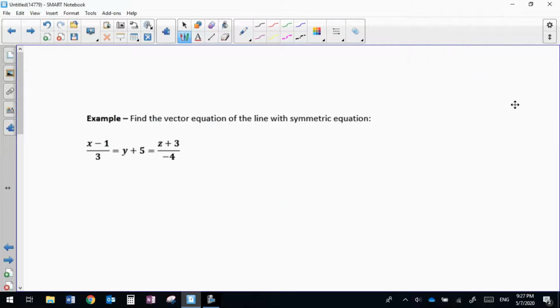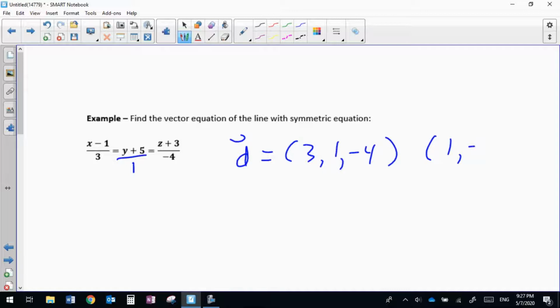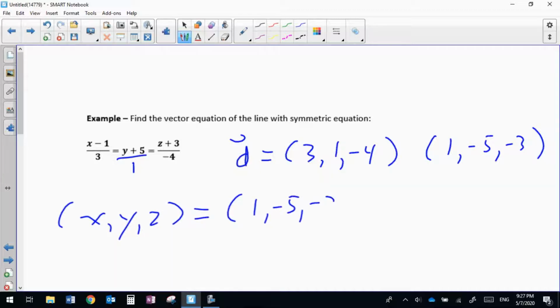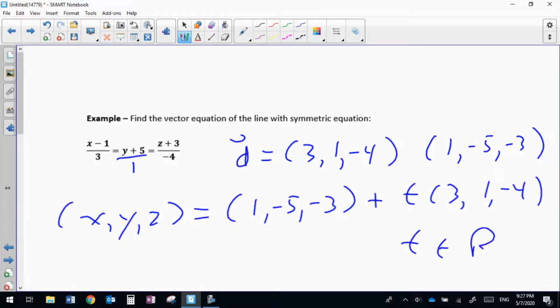In the next example, we're asked to find a vector equation given a symmetric equation. The first thing I notice is I think of that as being over 1. I can see that my direction vector will be 3, 1, negative 4. And there's an initial point of not negative 1, but positive 1, negative 5, negative 3. And so writing a vector equation, I can just say 1, negative 5, negative 3, plus t times 3, 1, negative 4. I get to make up my own parameter. I call it t, as I usually do.